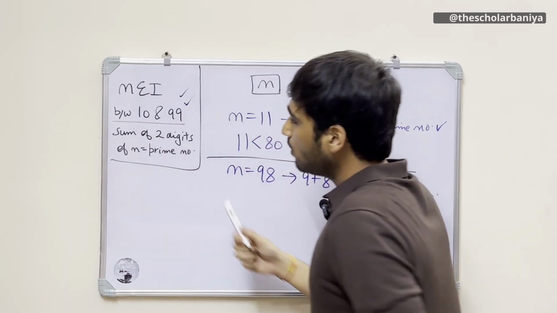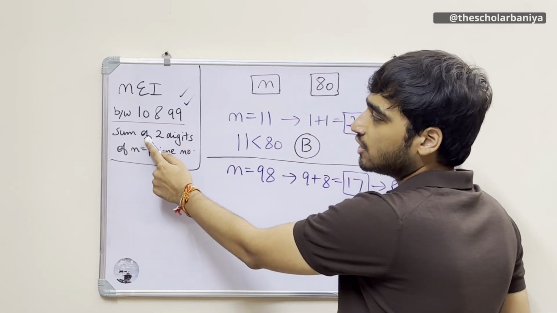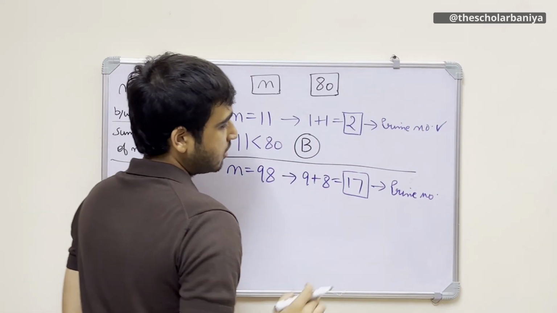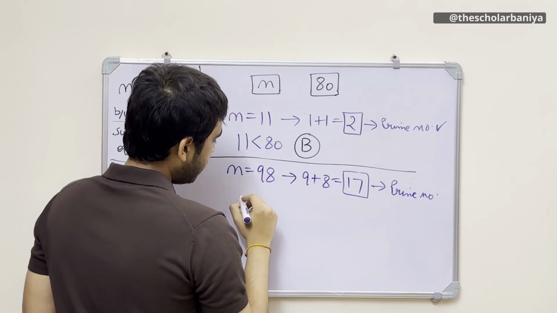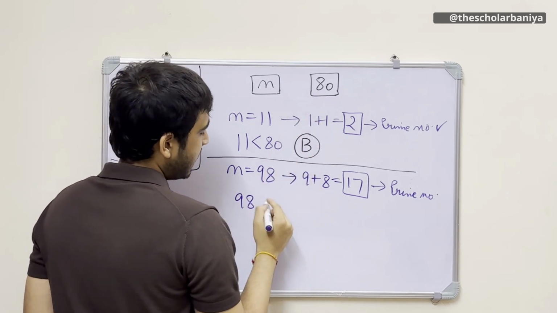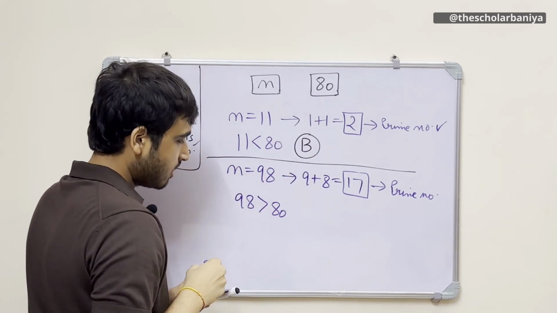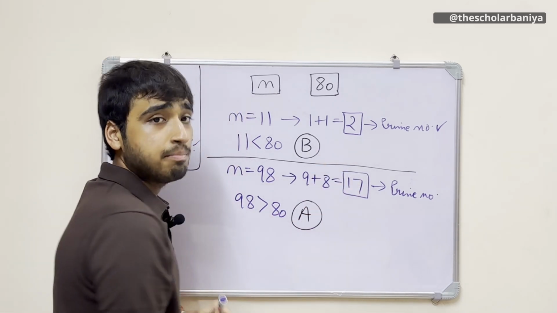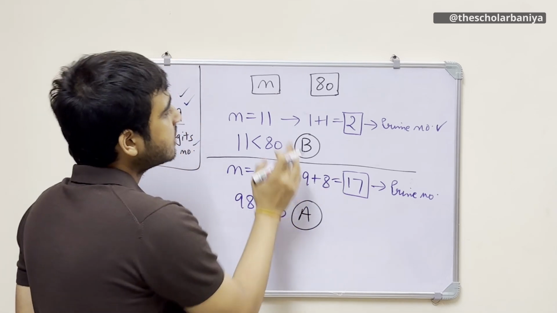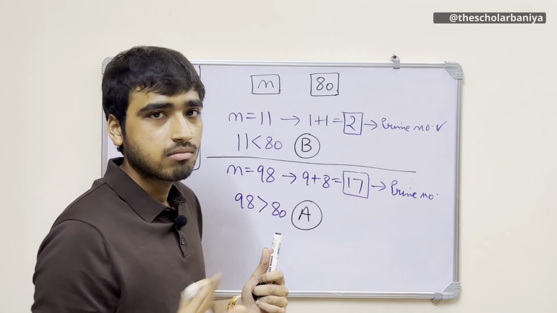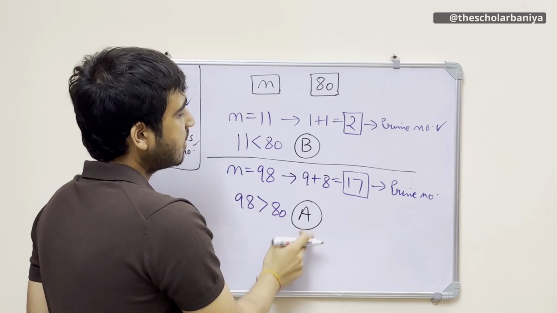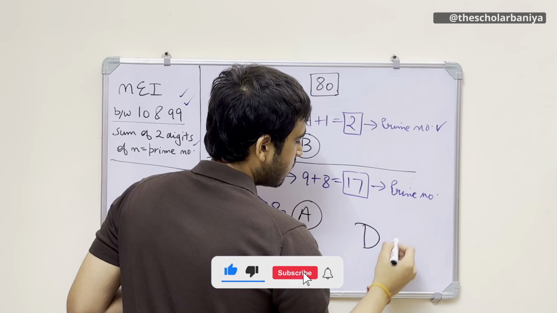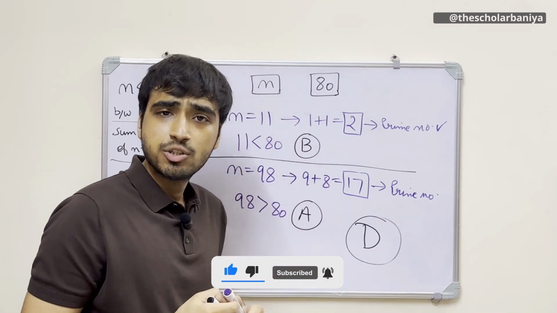Now if we see, this condition is satisfied and even this condition is satisfied, so both of these conditions are satisfied, because 17 is a prime number. And in this case, we see that 98 is greater than 80. So that means the answer should be A. Now sometimes the answer is B, sometimes the answer is A, meaning sometimes this is greater, sometimes this is greater. When the answer is B, this is greater. When the answer is A, this is greater. So that means the final answer will be D. I hope this should be clear, simple.